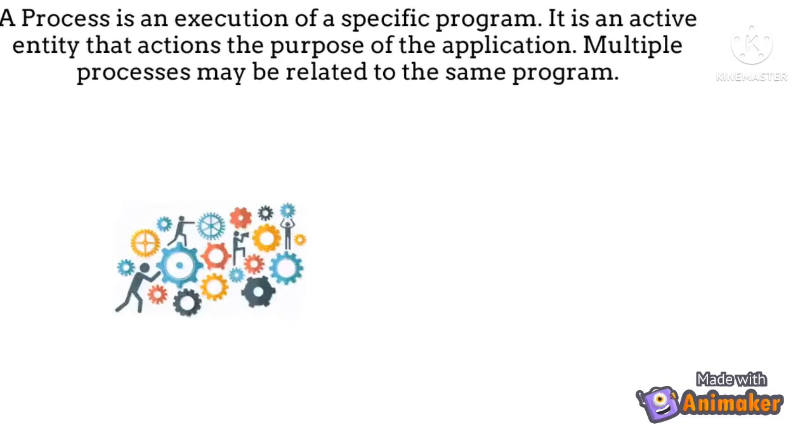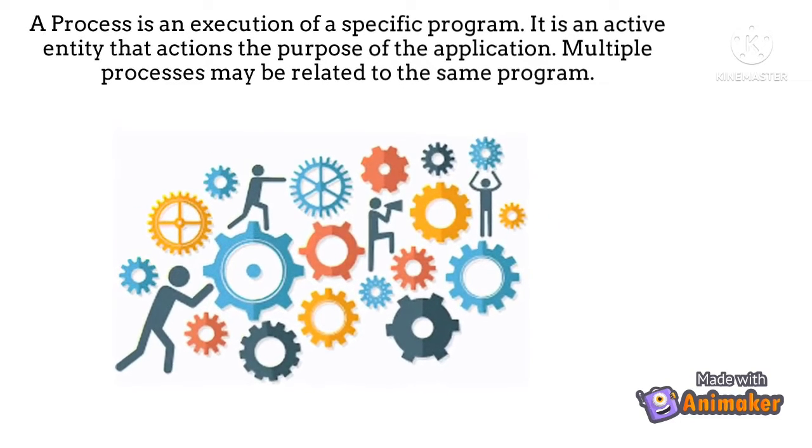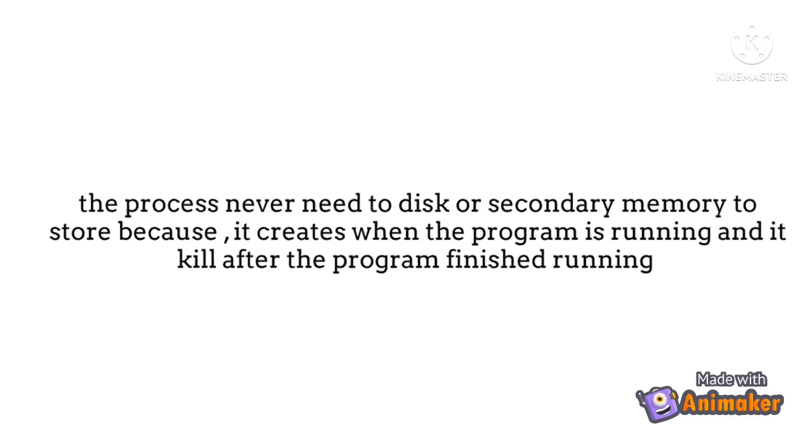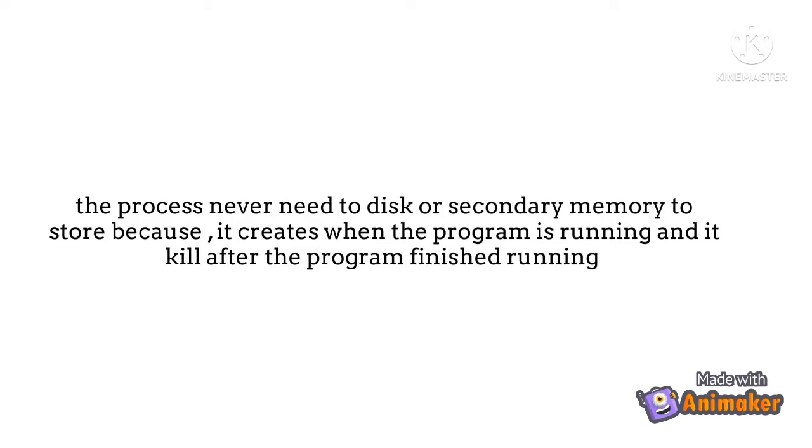What is a process? A process is an execution of a specific program. It is an active entity that carries out the purpose of the application. Multiple processes may be related to the same program. A process does not need a disk or secondary memory for storage, because it is created when the program is running and killed after the program finishes running.